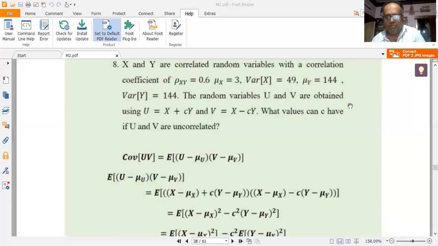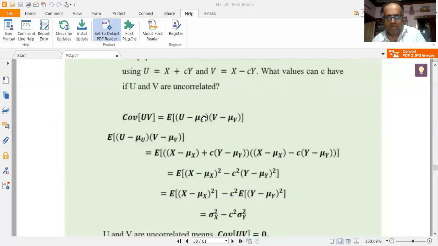The random variables U and V are obtained using U is equal to X plus cY and V is equal to X minus cY. What values can c have if U and V are uncorrelated? Please practice this problem a lot. It's a peculiar and a tricky problem, but a very simple problem indeed. So we shall see how to solve it.